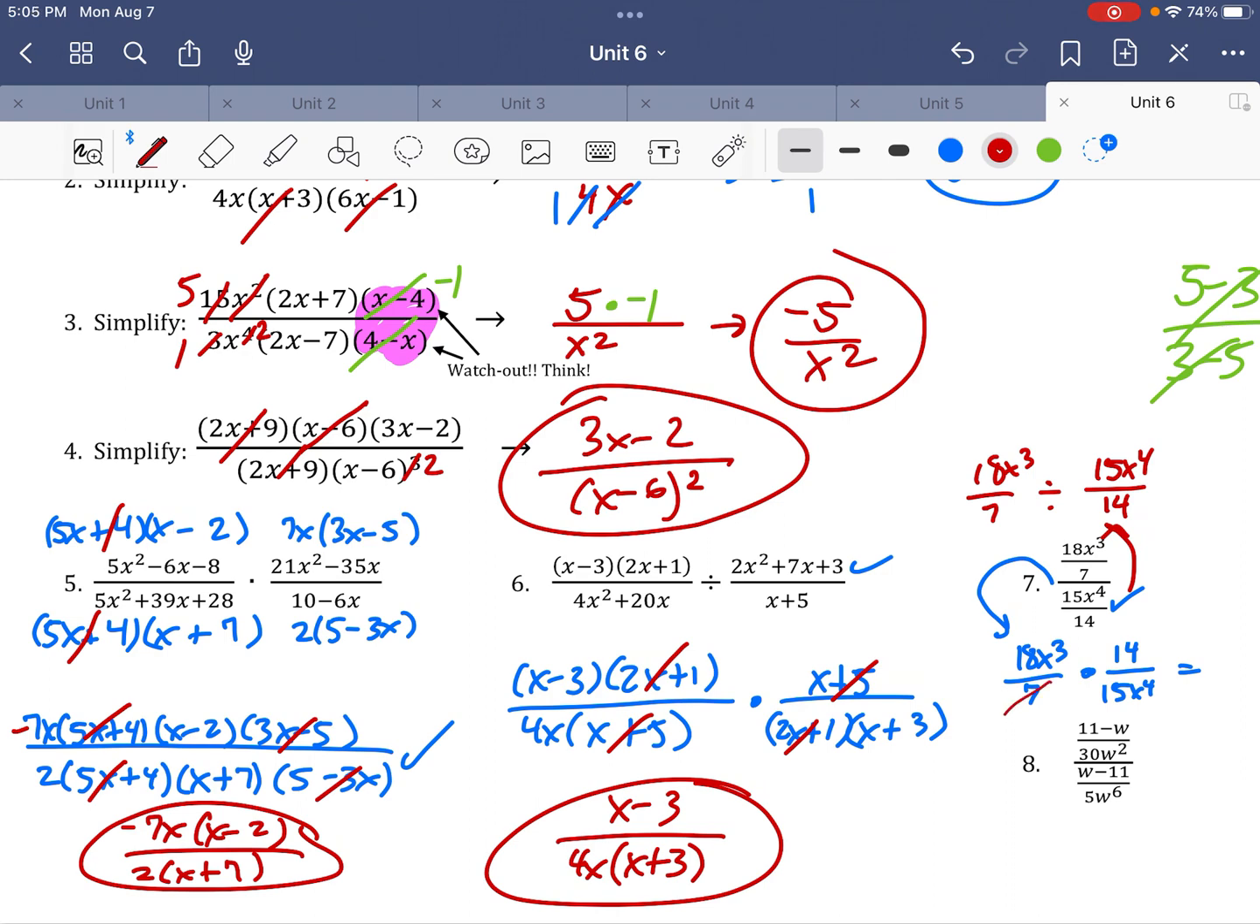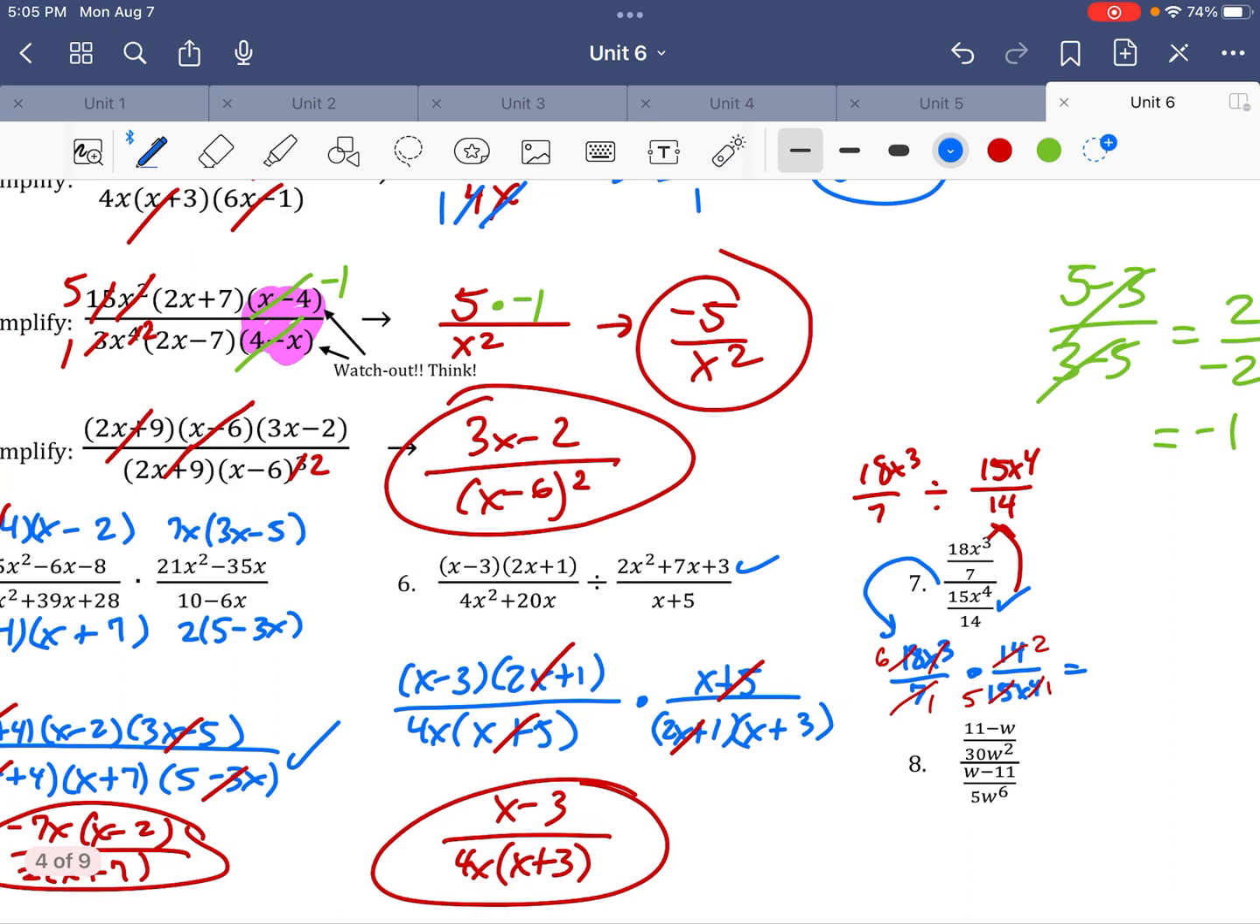Let's see, 7 and 14 make a 1 and a 2. 18 and 15 divide by 3, so that's a 5 and a 6. And x to the third is gone, and leaves me x to the first. So my answer here is going to be 6 times 2, I got 12 in the top, and nothing else. The bottom is a 5x, it looks like. So there we go. All right, so let's practice what we just learned here.